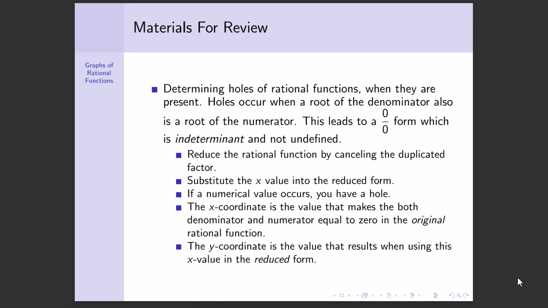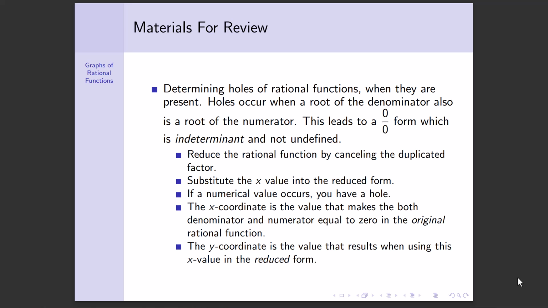And one other thing that we're going to determine is where the holes are located when they are present. Holes occur when a root of the denominator is also a root of the numerator. This will lead to a 0 divided by 0 form, which is indeterminate, not undefined. So indeterminate means we have to investigate further, and the steps to do that are listed here.